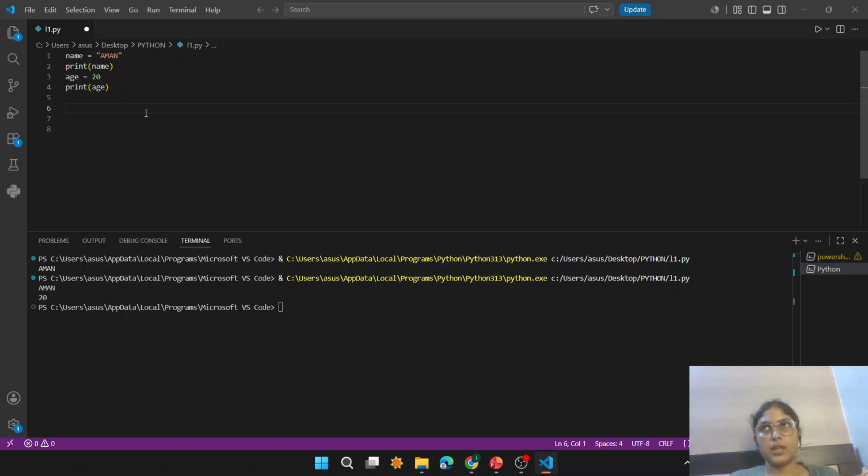Now, for the numerical data types, it is further divided into two categories. First is integer and second is float. Integers are the whole numbers. For example, 20, -5, 0, 100, 90, -90, whatever we say, the whole numbers are integers. So here the age equals 20 and I'm printing the age.